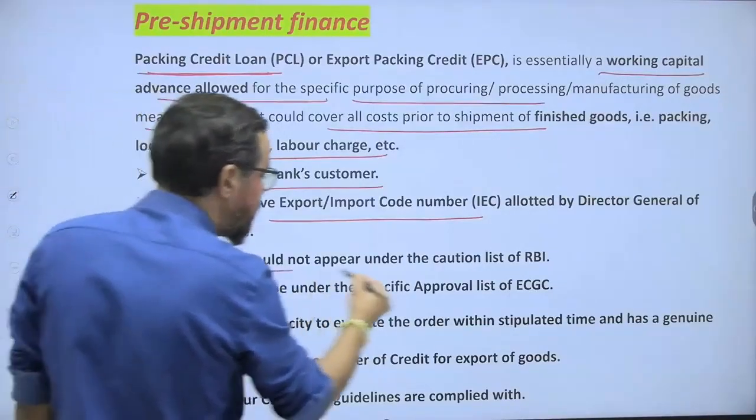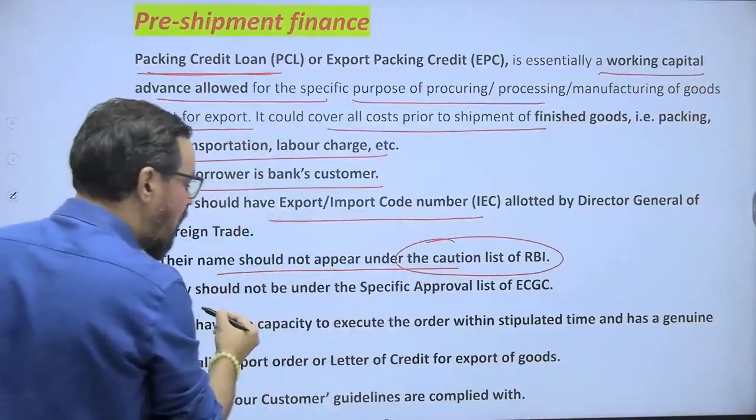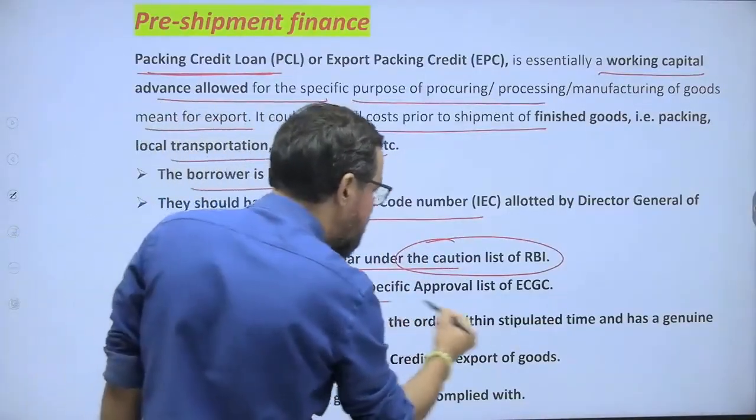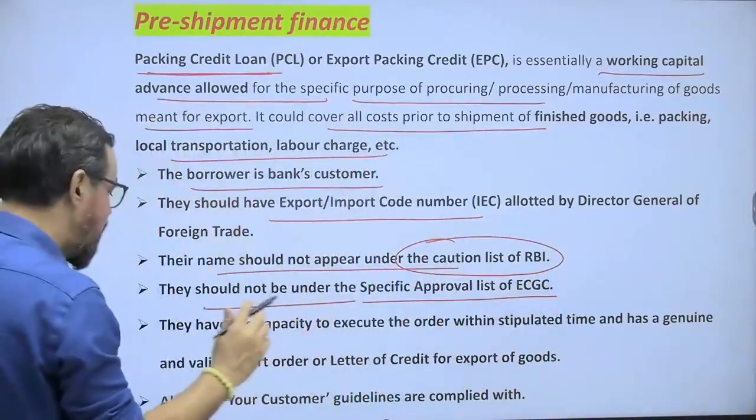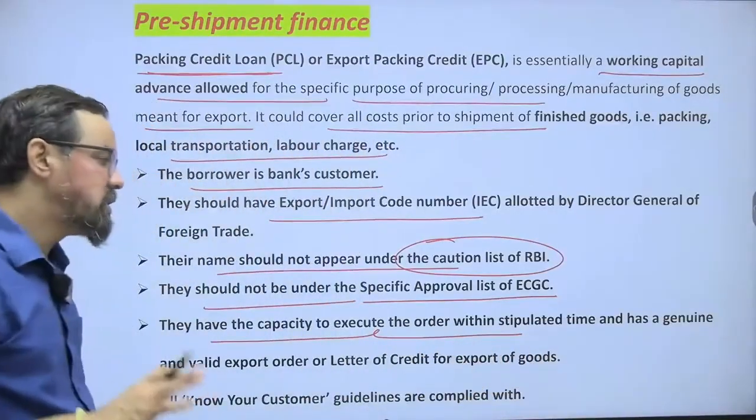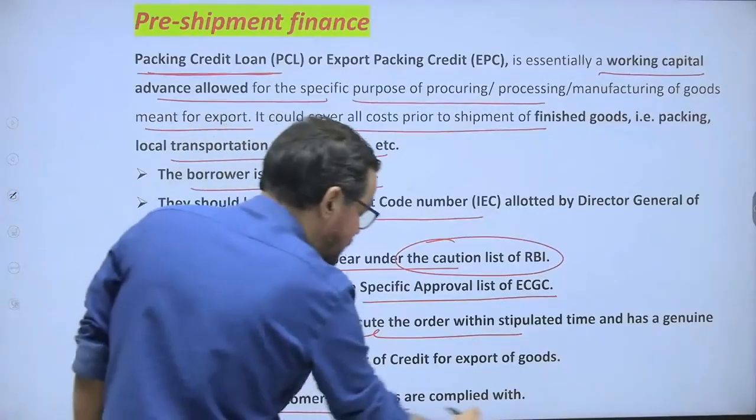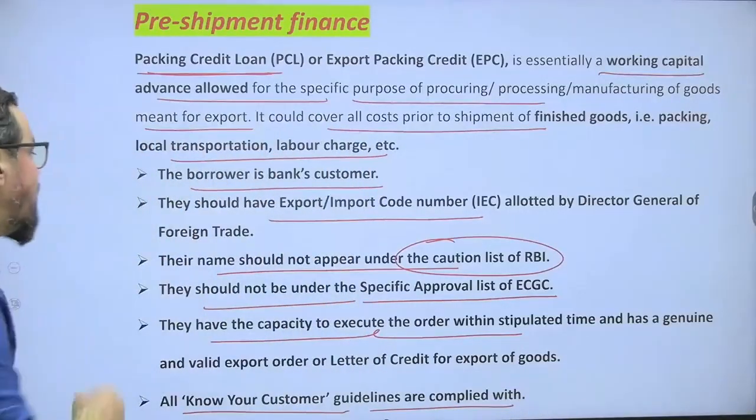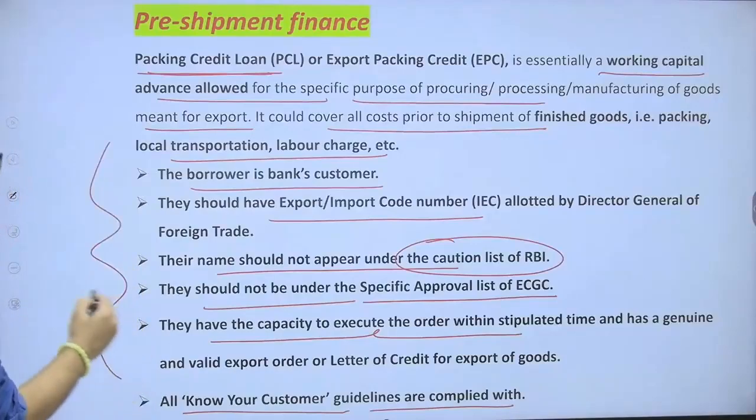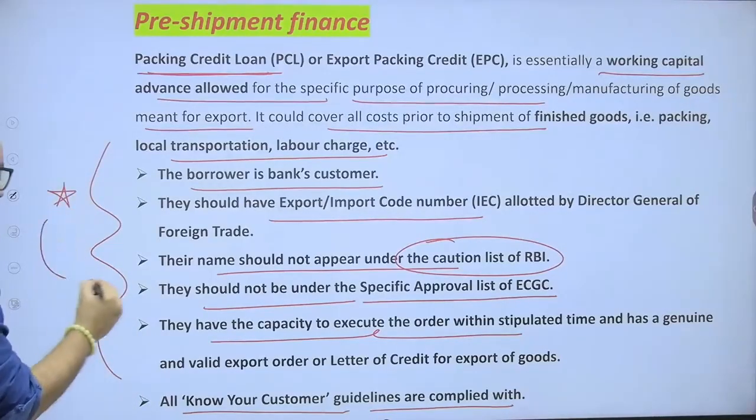Their name should not appear in the caution list of RBI. They should not be under the specific approval list of ECGC. They have the capacity to execute the order within the stipulated time duration, and KYC guidelines are complied with. So these are the conditions. If any exporters are applying for pre-shipment credit, these are the guidelines. They have to meet these particular guidelines.